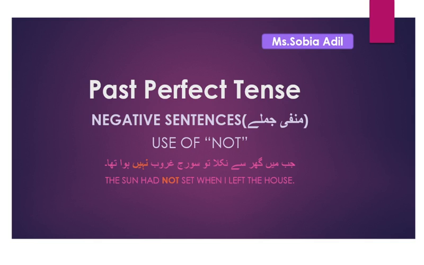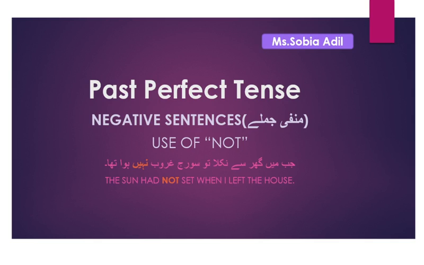So negative sentences, students, these are also known as manfi jumle in Urdu, right, in which we negate something. We use the word nahi in Urdu sentences, and in English we use the word not to convert the affirmative sentence into a negative sentence, right.